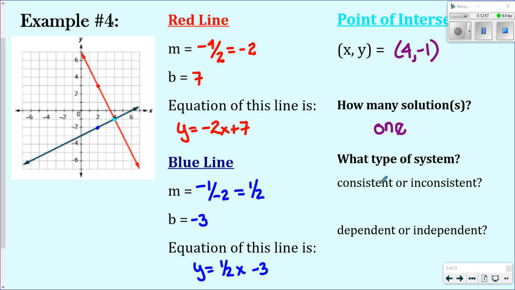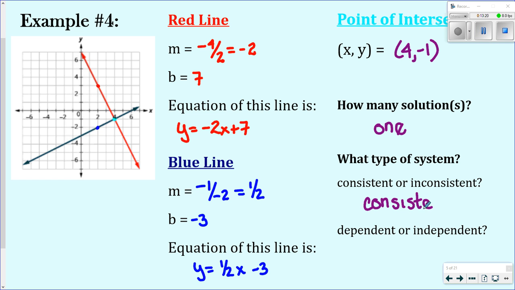What type of system? Is it consistent or inconsistent? Let's think about it. We know that inconsistent deals with parallel lines. These are not parallel lines. So that means it's consistent, because even though they're going in different directions, they're going to meet at a certain point, a common intersection. So they're going to be consistent. I'm going to write consistent.